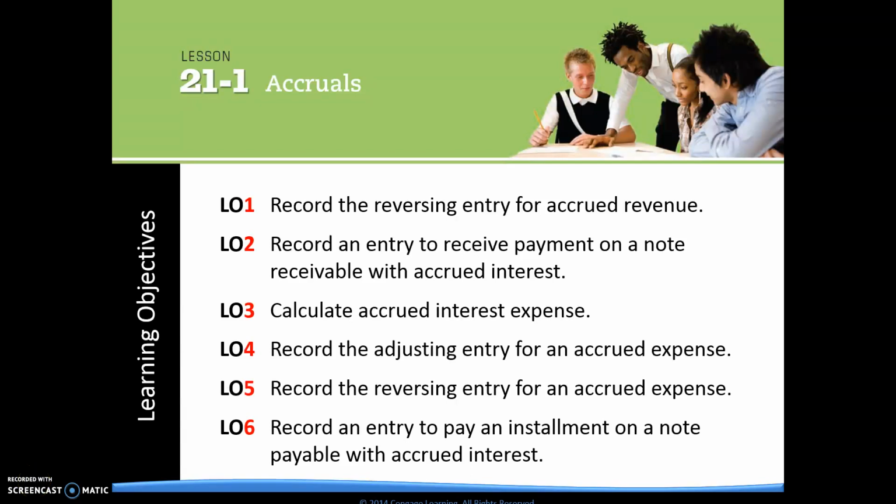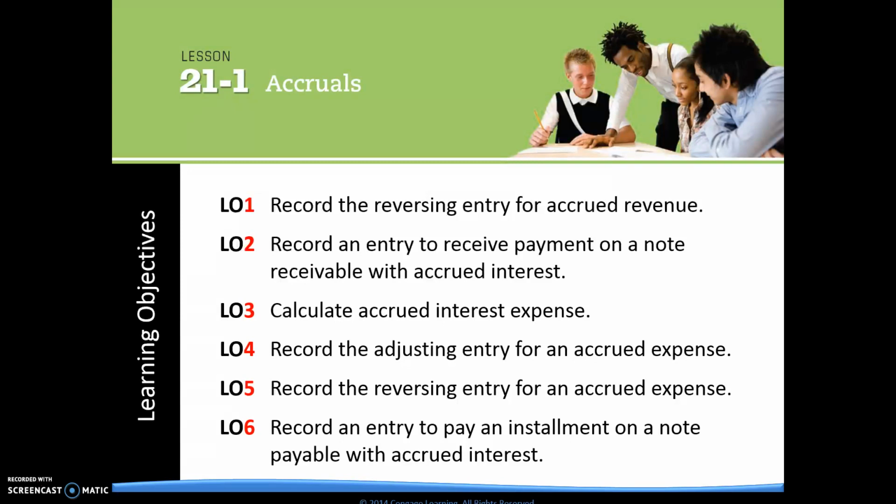Okay, accounting 2 kiddos, hang on to your seats. We are diving into chapter 21, which is accruals and deferrals, which, if I'm being honest, are probably some of the trickiest things to wrap our heads around in accounting 2. So bear with me. We're going to do the best we can, and we're going to tackle some accruals. It's a really fun word to say, actually, accruals, in our first section.